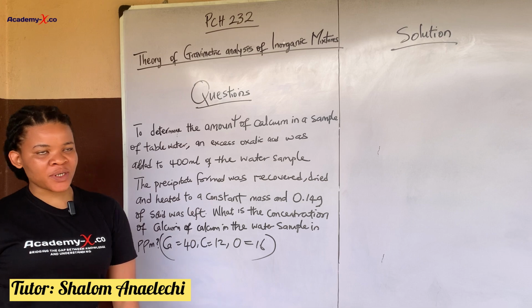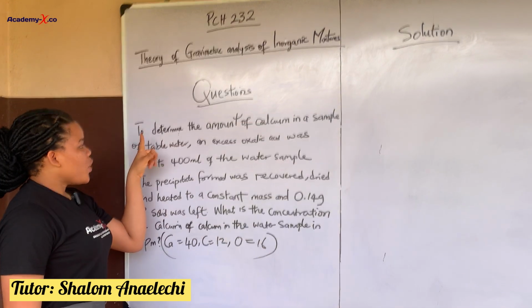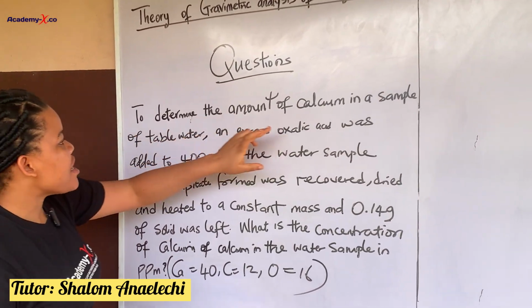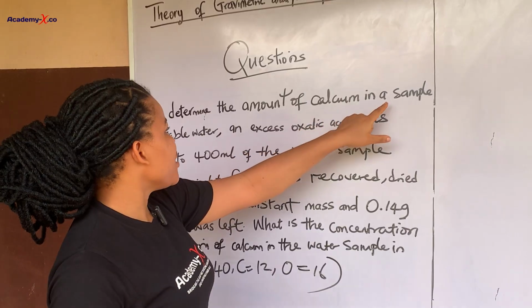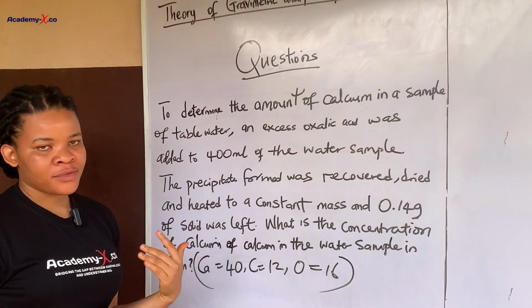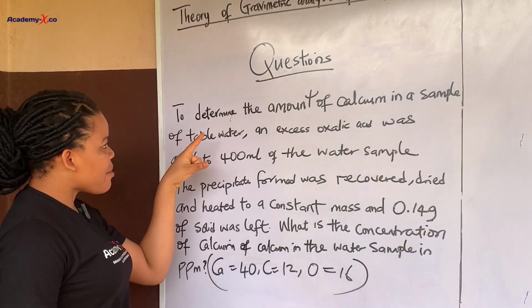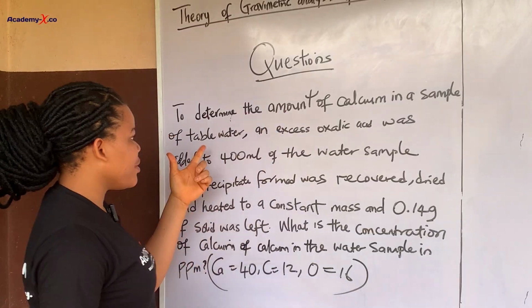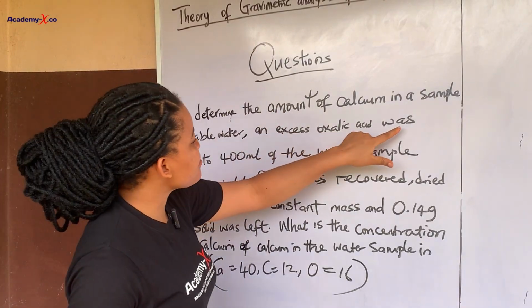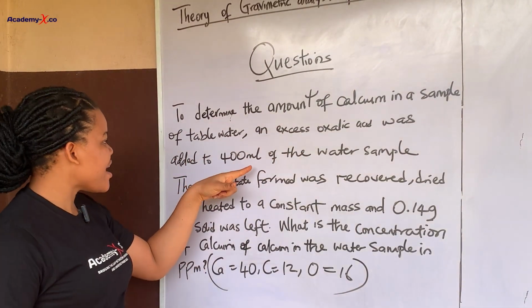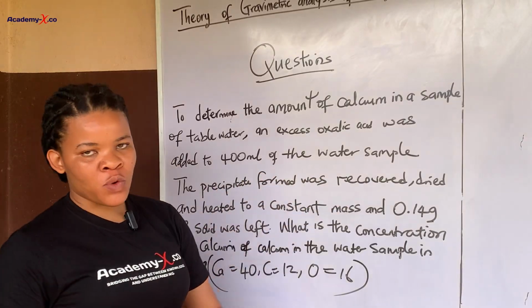So here is question 1. We are asked to determine the amount of calcium in a sample of table water. Now this is what happens. To determine the amount of calcium in a sample of table water, an excess of oxalic acid was added to 400 ml of the water sample.